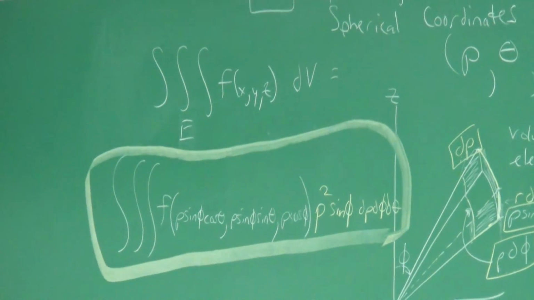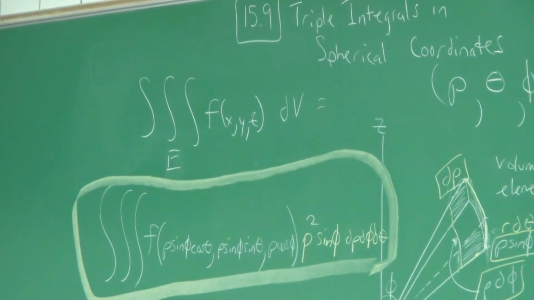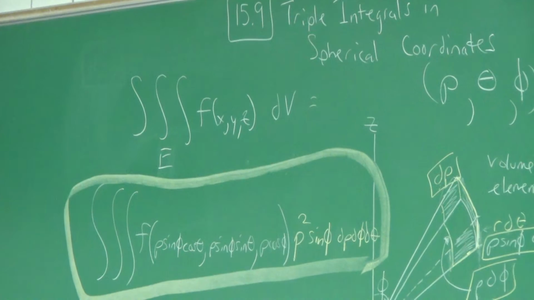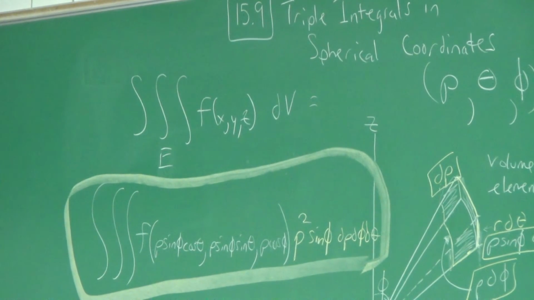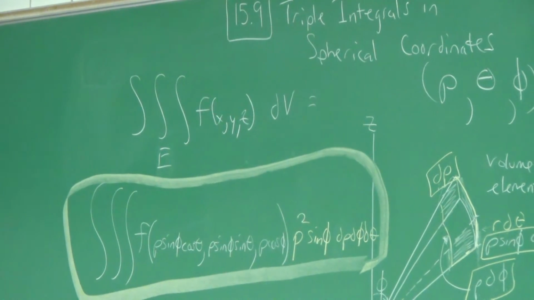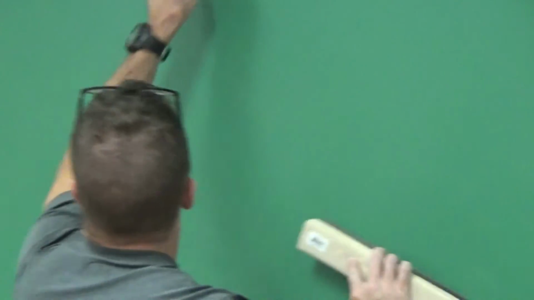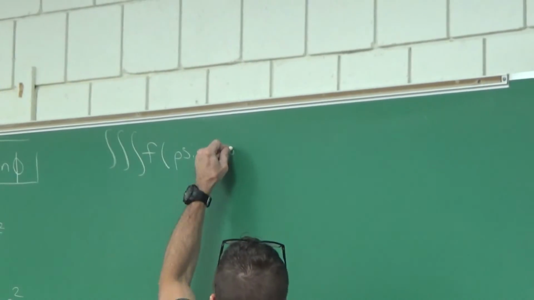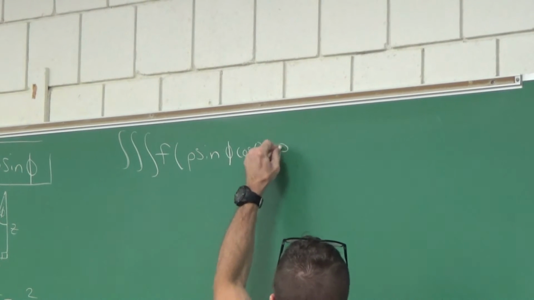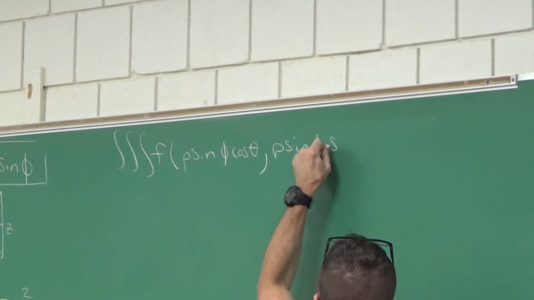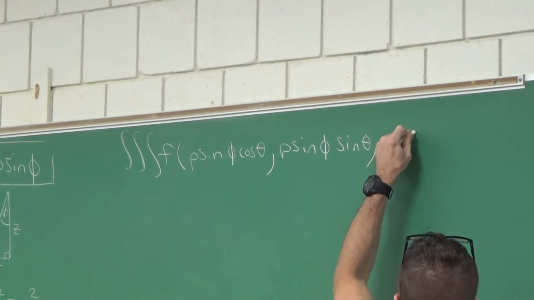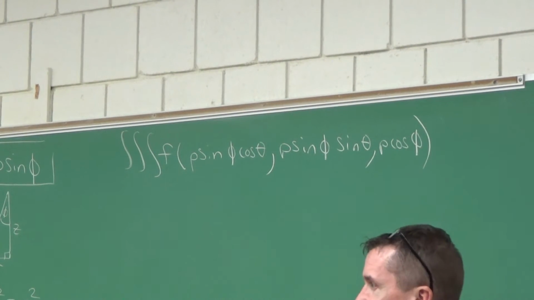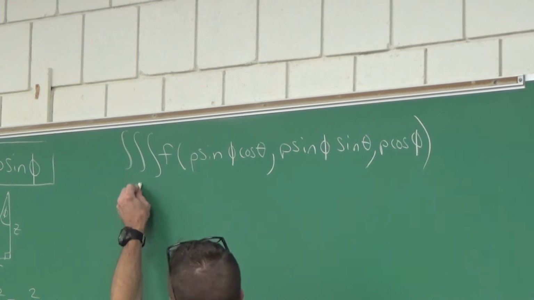Put it up here too. Leave it up all class. It's equal to the triple integral of f of rho sine phi cos theta, rho sine phi sine theta, rho cosine of phi. It really gets long, doesn't it? This is over some region, these are the limits.